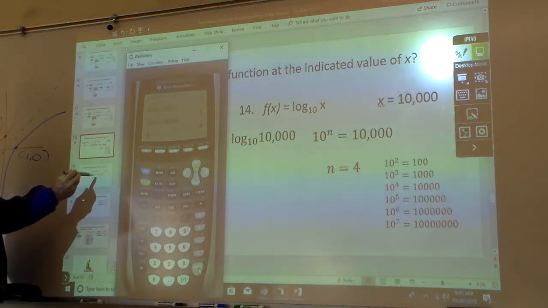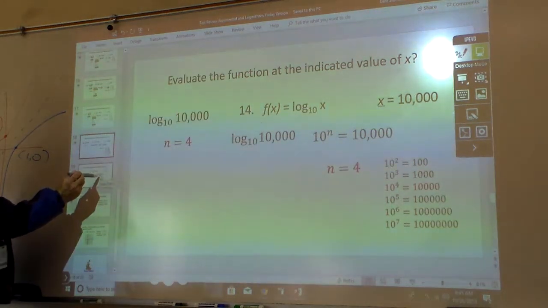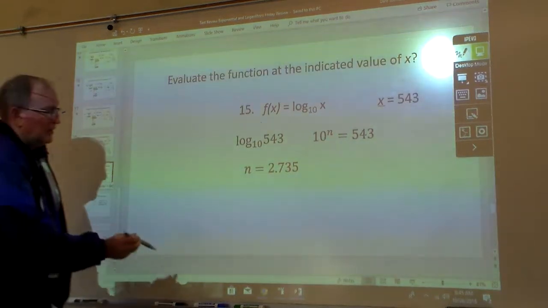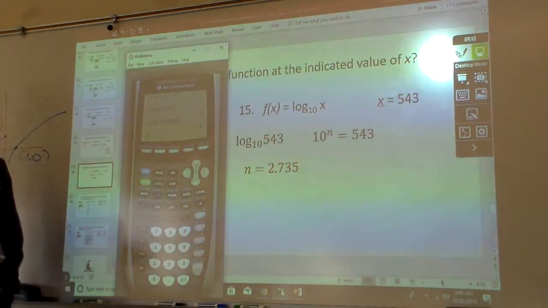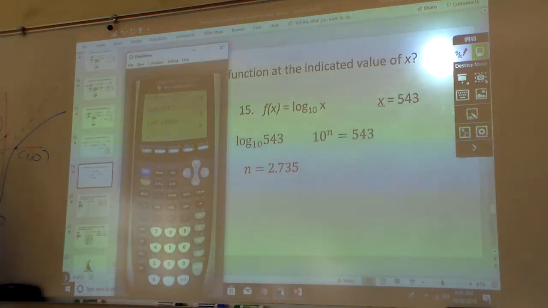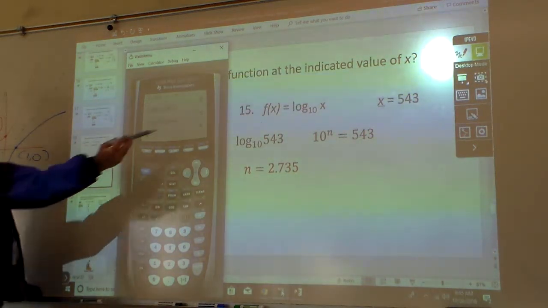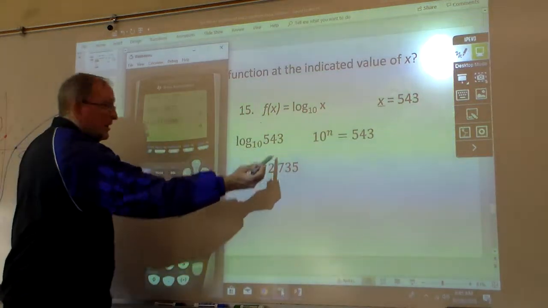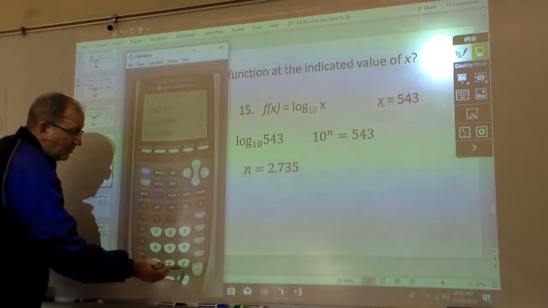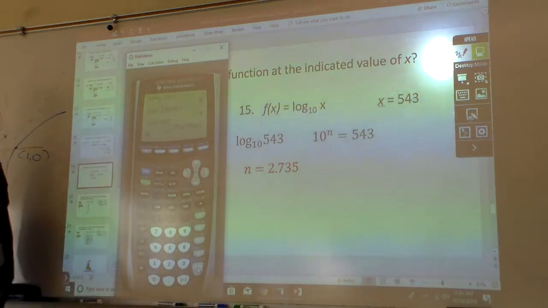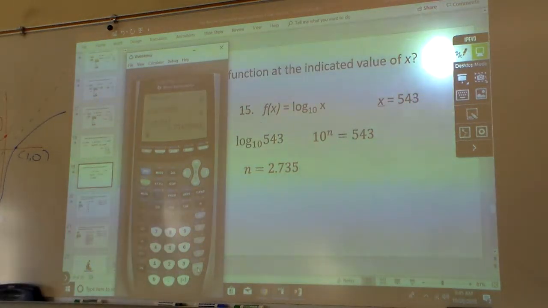There's one more of these to type, like 15, right? Okay, 15. And same thing right here. This is one you have to use a calculator on. There's not a way around it. So I'm just going to hit log, since it's base 10. Log 543 and hit enter. And you see the number there, so I just round to 2.735. Okay? So 2.735.